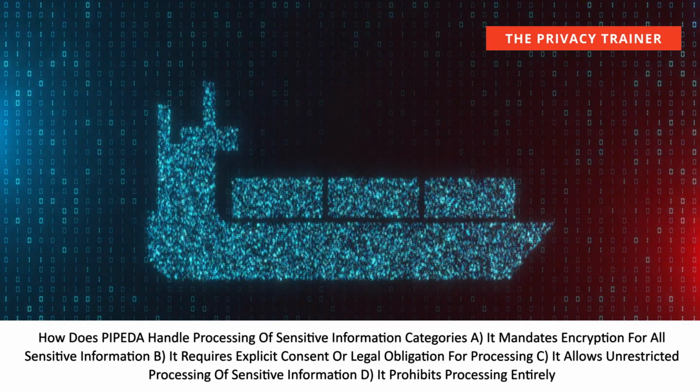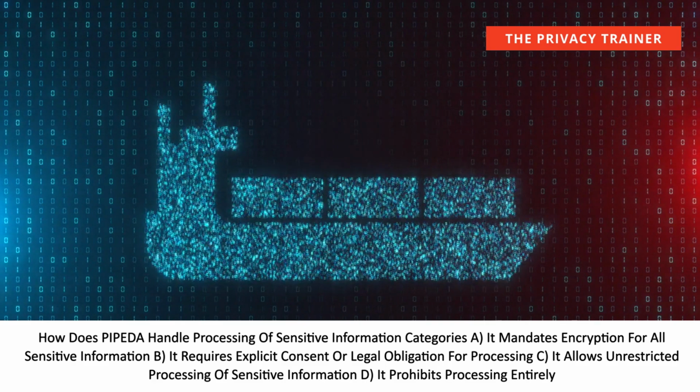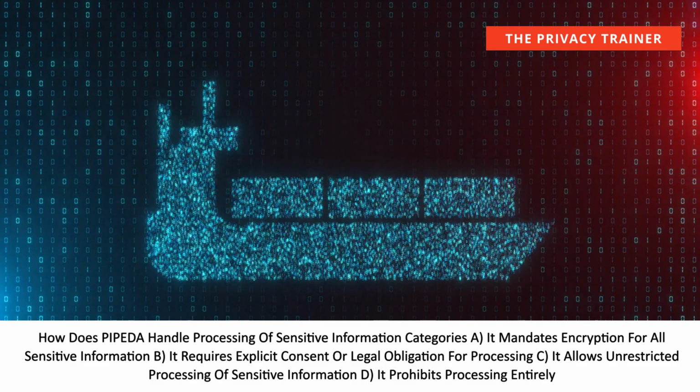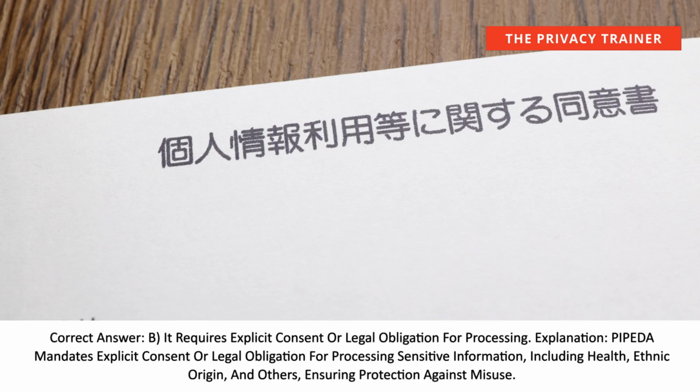A. It mandates encryption for all sensitive information. B. It requires explicit consent or legal obligation for processing. C. It allows unrestricted processing of sensitive information. D. It prohibits processing entirely. Correct answer: B. It requires explicit consent or legal obligation for processing.